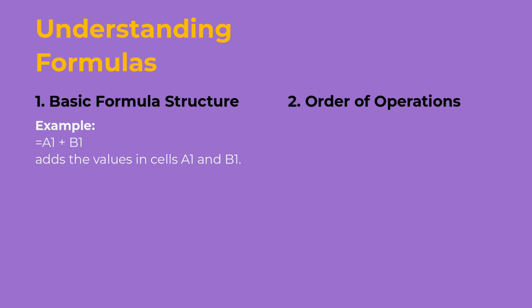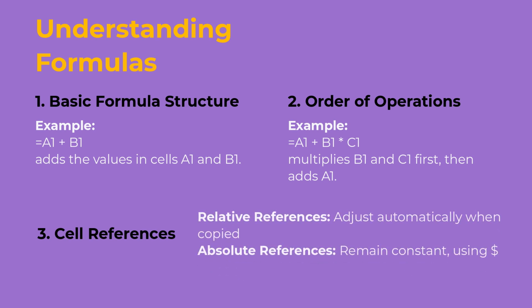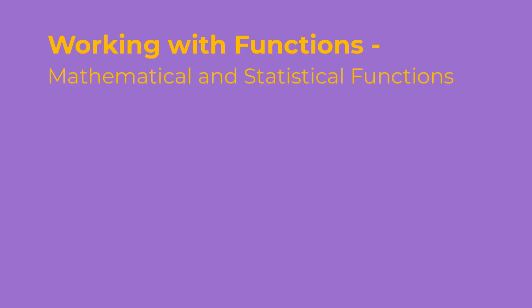2. Order of operations. Excel follows the standard PEMDAS rule: parentheses, exponents, multiplication, division, addition, subtraction. Example, =A1+B1*C1 multiplies B1 and C1 first, then adds A1. 3. Cell references. Relative references adjust automatically when copied. Absolute references remain constant using the dollar sign. Excel's functions are predefined formulas designed to simplify complex calculations.